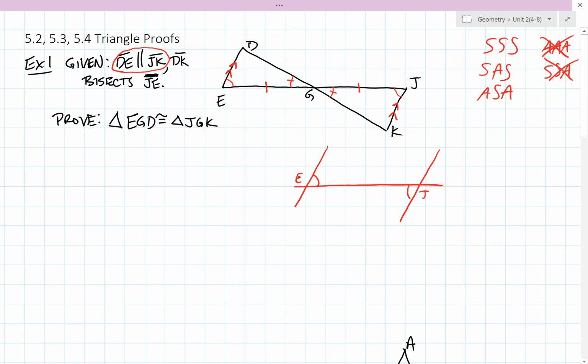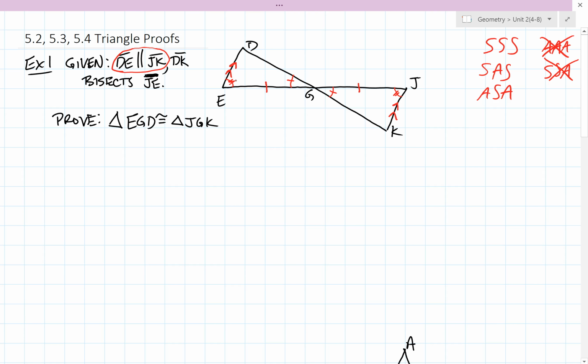Alternate interior angles. So you're right that angle E would have to be congruent to angle J because those are alternate interior angles and the lines are parallel. So when lines are parallel, we know that alternate interior angles are congruent. Okay, so E and J are definitely alternate interior angles. So that's good. So now look at the diagram, and what do we have?